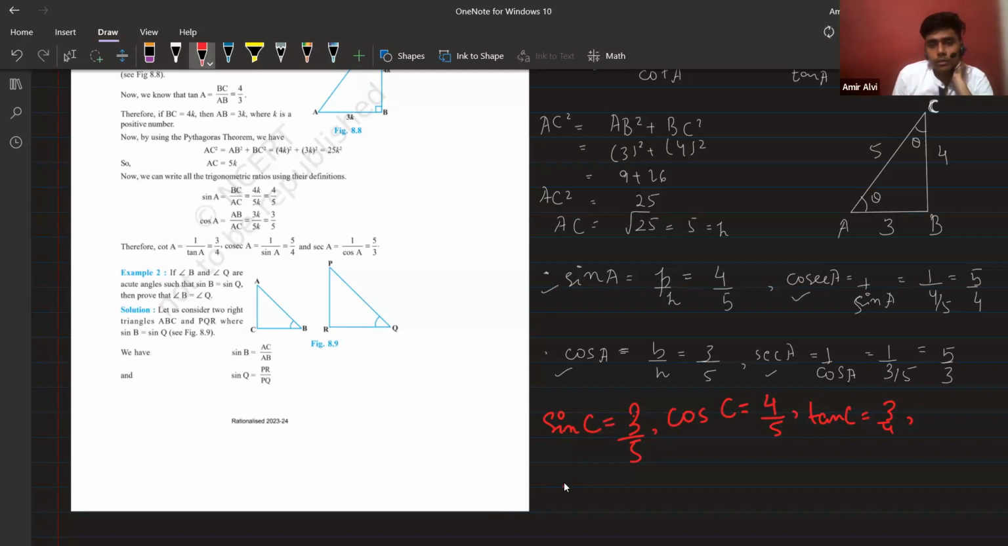Then cosec C would be what? 5 by 3. Opposite by the... 5 by 3. What would then be sec C? 5 by 4. What would be cot C? 4 by 3. 4 by 3.